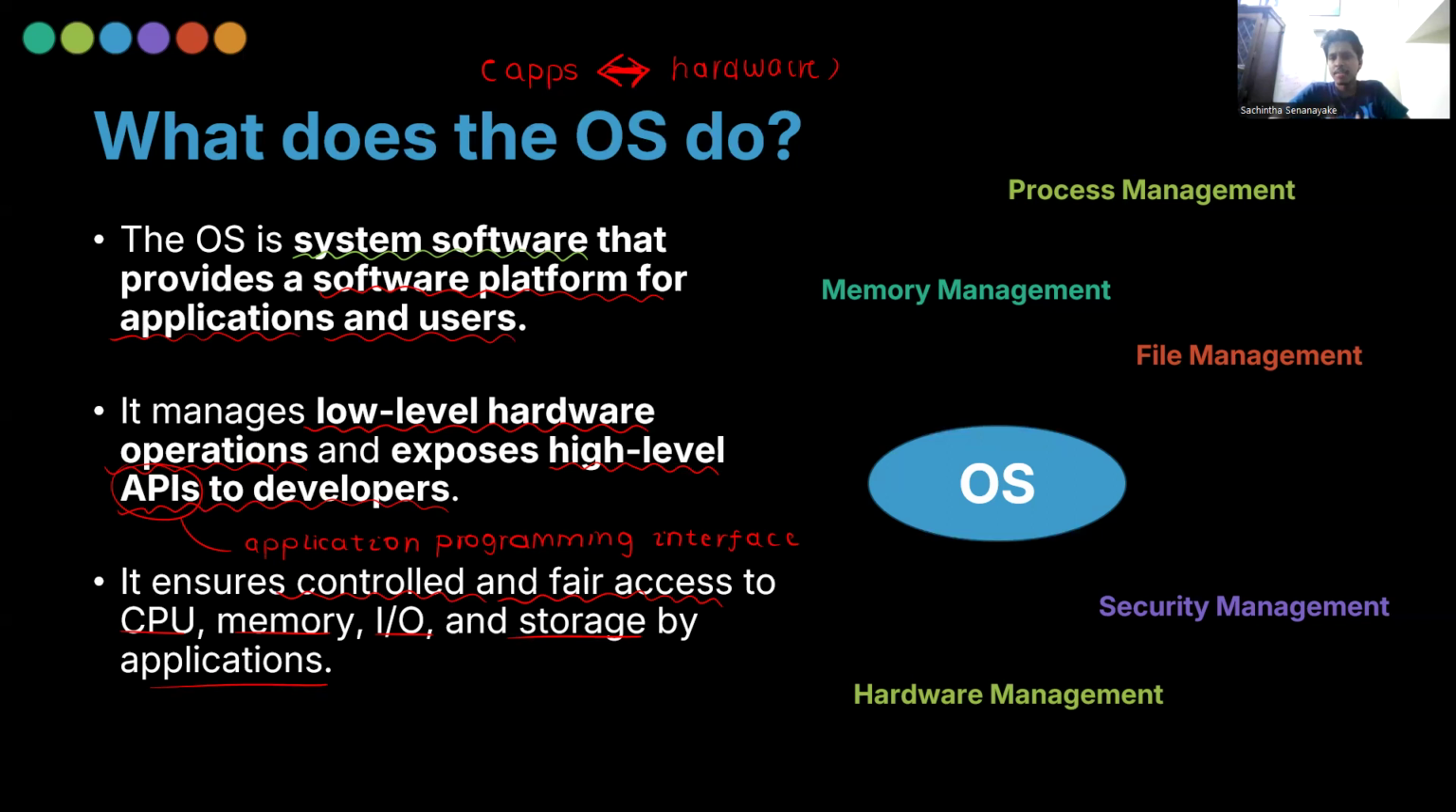Now, what are the different things that the OS does? The operating system does memory management. The operating system does file management. The operating system does process management. The operating system does security management, as well as hardware management. Those are the 5 major tasks that the operating system does, which we will now discuss in detail.